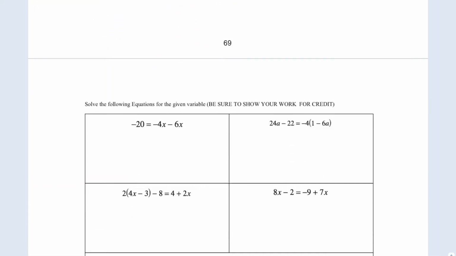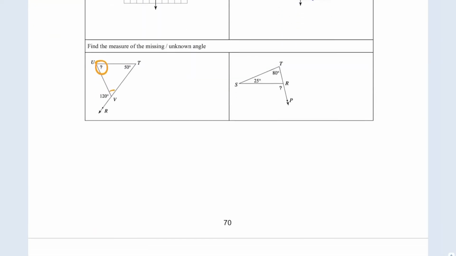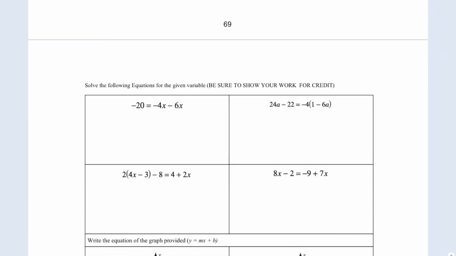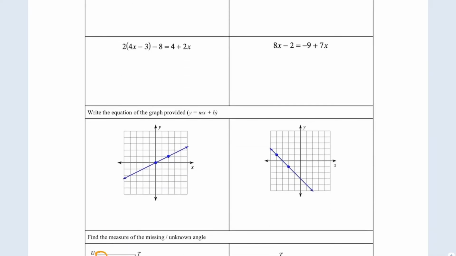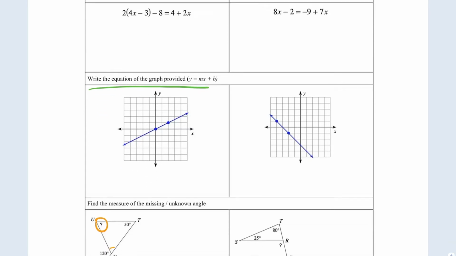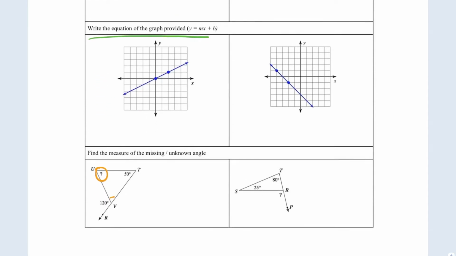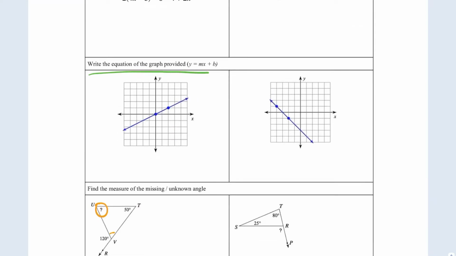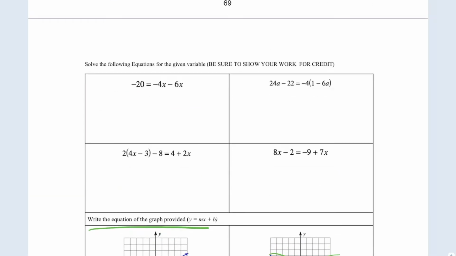We're done with page 69. All right, on page 70, you're only going to do the first 4 problems. Okay, we haven't learned how to do this, right? The equation of the graph just yet. We will get to it, I promise. And I don't want you guys to worry about these last 2 either. Okay, so don't worry about any of these 4. Just do the first 4.